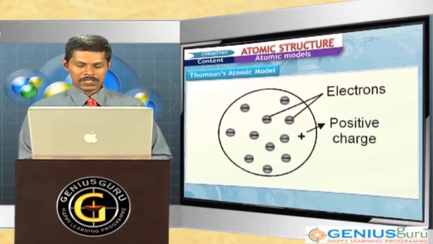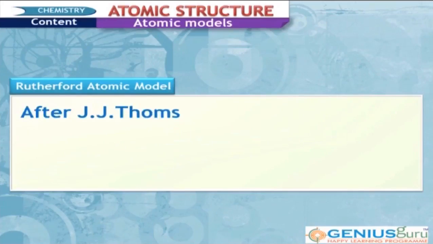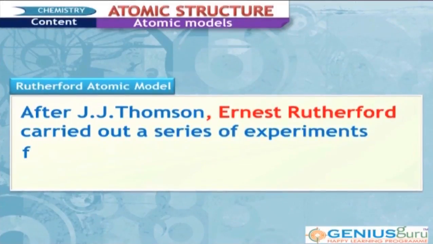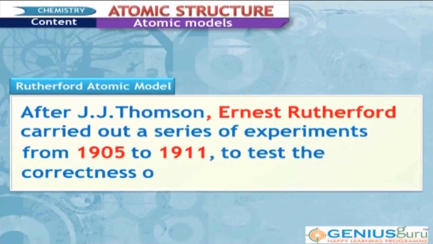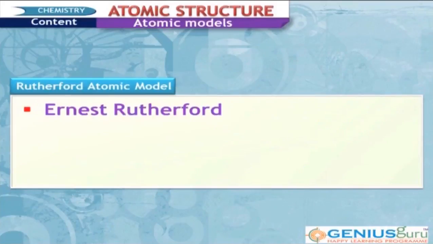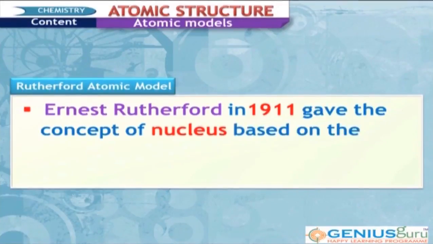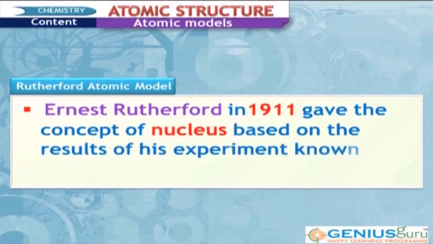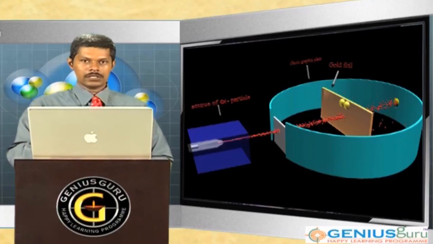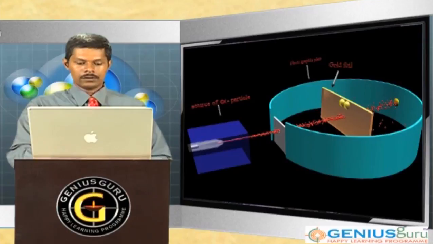In order to rectify these defects, after J.J. Thomson, Rutherford carried out a series of experiments from 1905 to 1911 to test the correctness of Thomson's atomic model. Ernest Rutherford in 1911 gave the concept of nucleus based on the results of his experiment known as the alpha ray particles scattering experiment. So based on this experiment, Rutherford gave the concept of nucleus.